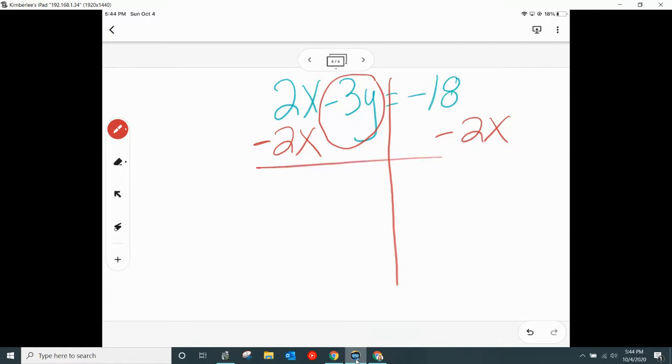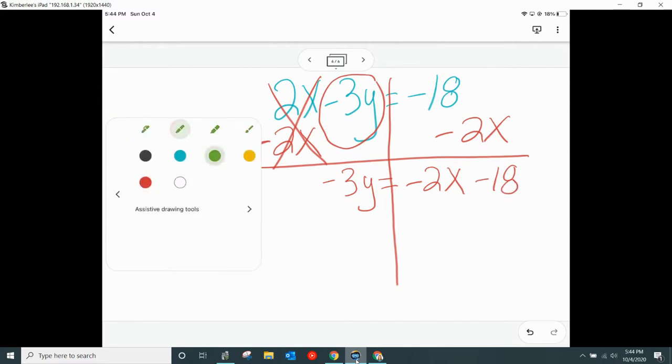Okay, so now that I do that, that's great because these terms over here cancel out. 2 minus 2 is 0. So I'm just left with -3y equals, okay, so now I have -18 minus 2x. Those are not like terms. Remember, I just write them down. And it doesn't matter what order you write them in. Honestly, Desmos will graph them in either order. So that's what's really cool.